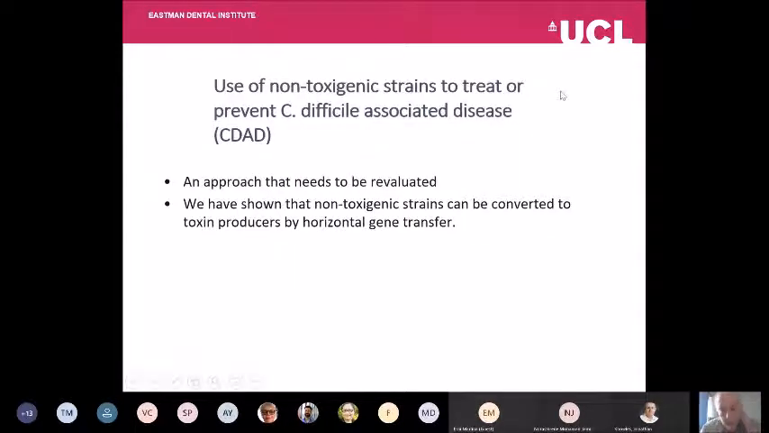And now, what's the biological significance of this? Well, one thing is you can get non-toxigenic strains being converted to toxigenic strains. But at the moment, people are using and have used non-toxigenic strains as a treatment or as a preventative from infections with Clostridium difficile. So this really needs to be looked at a bit further, because if you're transferring non-toxigenic strains into a host that has toxigenic strains, that strain that you're using to cure C. difficile could be converted into a toxin producer. So this probably needs to be looked at in a little bit more detail.